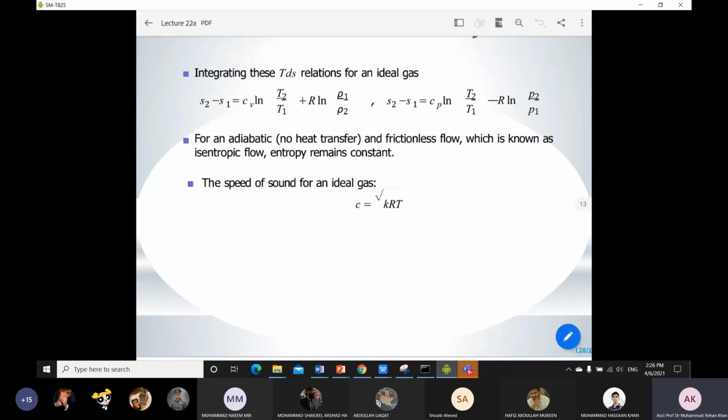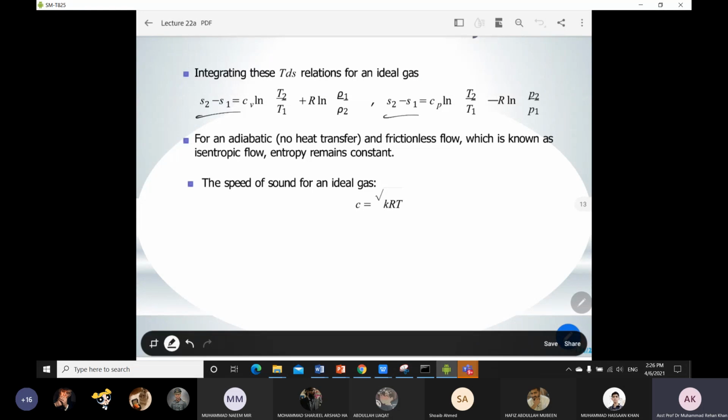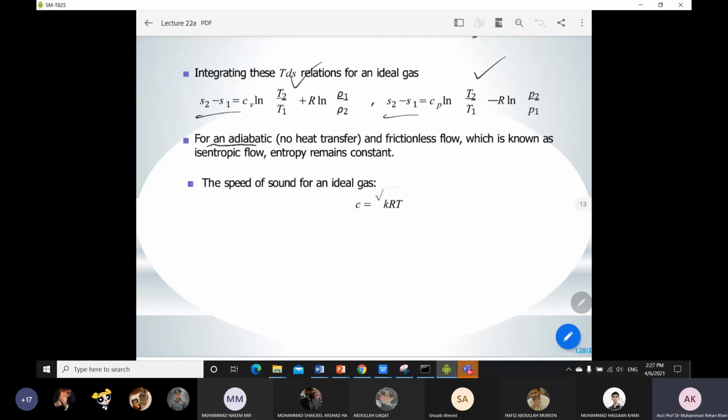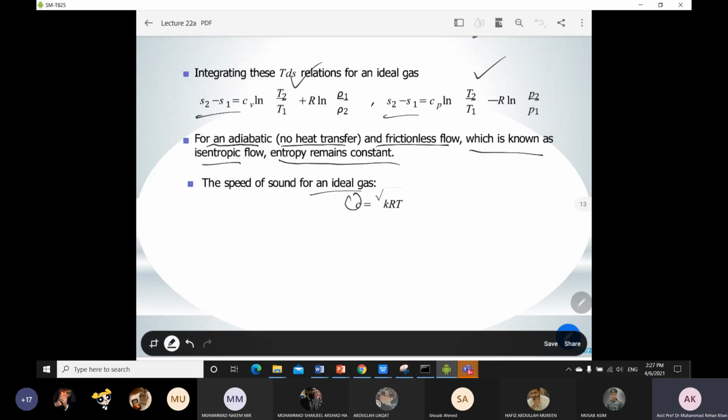Okay, and then change in entropy. I think you already know this from chapter number 7 of your Thermodynamics 1. So delta S is related with temperature and density and with the pressure by using these equations. And then for an adiabatic, no heat transfer and frictionless flow, which is known as isentropic flow, entropy remains constant. And then there will be one familiar term, which is speed of sound. How do we find the speed of sound? This is by using this relation for the isentropic flows: square root of K R T, where K is specific heat ratio, R is the gas constant, and T is the temperature.